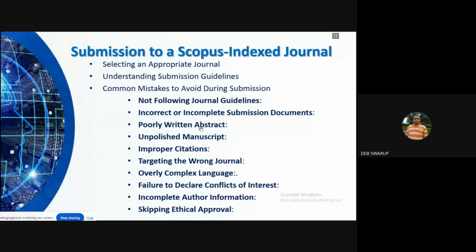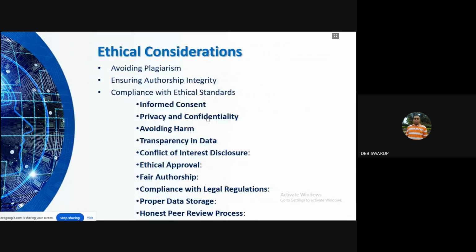Next one is ethical approval. Most research does not need ethical approval, but wherever ethical approval is needed, you need to give that permission letter while submitting to the journal. Many bigger journals will not consider your paper without the ethical committee clearance. Clear? So these are the common mistakes at the submission stage.